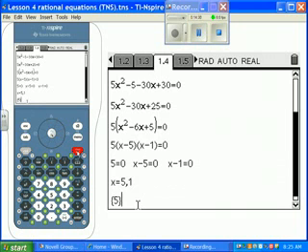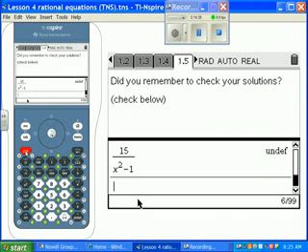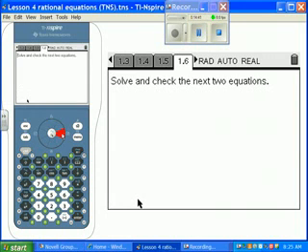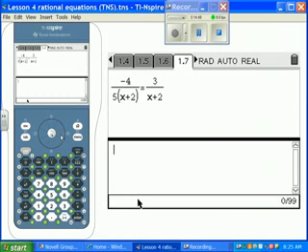Okay. Good. How did we do? You like these a little bit better than the other stuff we were doing? Absolutely. All right, so we're going to move ahead to page 1.6. We're going to solve and check the next 2 equations. So we're going to start right on the next page. I want you guys to go ahead and do this.